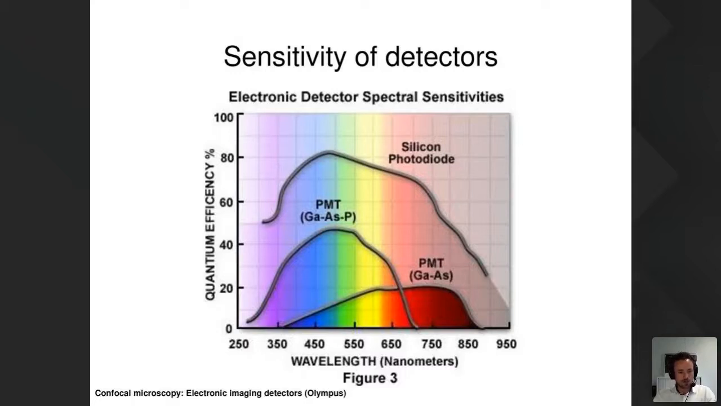So if you would like to use far red probes, then a PMT that has a gallium arsenic phosphorus layer is not very good. What you can do, of course, is use a camera, and this is here indicated by the silicon photodiode. And you see that this has a much higher quantum efficiency, extending over pretty much the entire range. So up to 82% maximum. And in the far red, you still have about 60 to 70%.